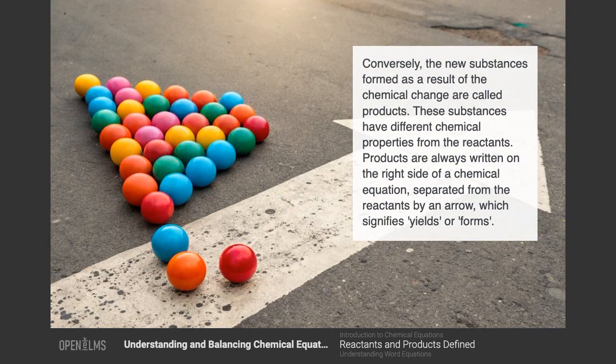Conversely, the new substances formed as a result of the chemical change are called products. These substances have different chemical properties from the reactants. Products are always written on the right side of a chemical equation, separated from the reactants by an arrow, which signifies yields or forms.